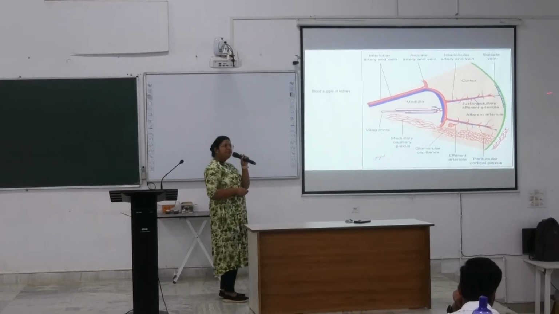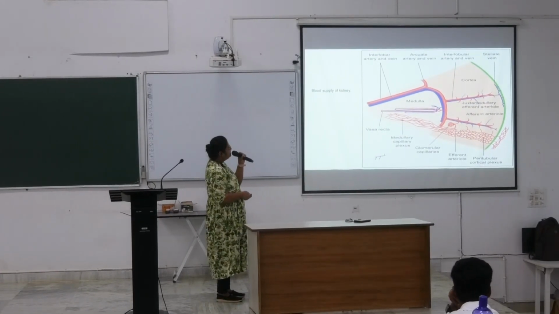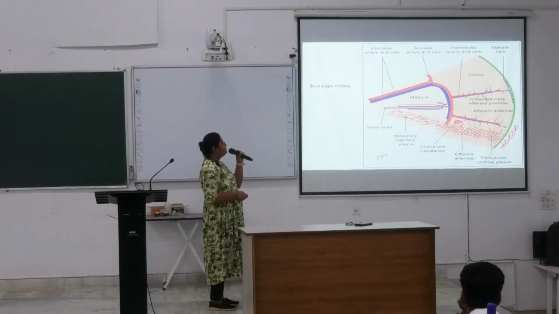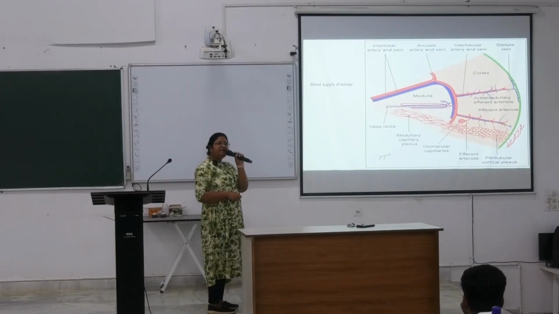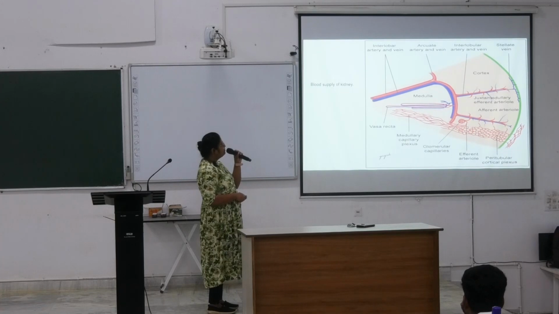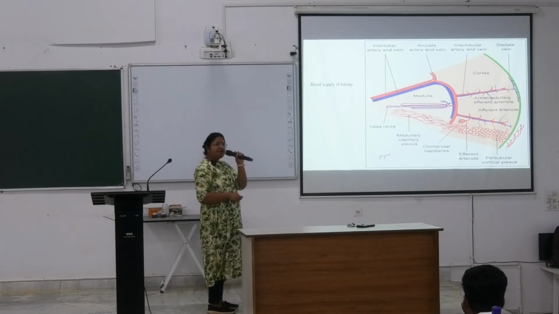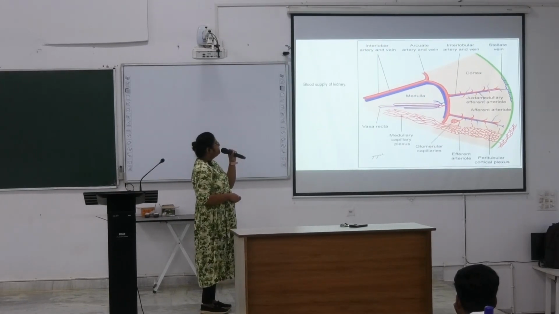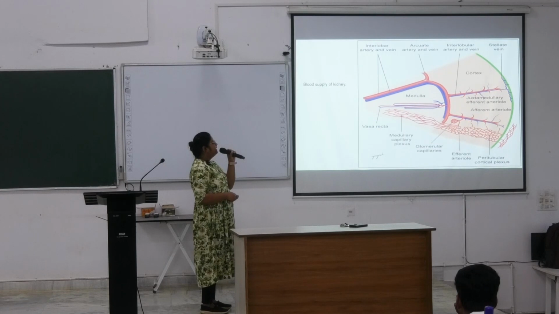From the interlobular arteries, they are giving afferent arterioles. These are the afferent arterioles. Afferent arterioles are forming the glomerular capillary plexus. From the glomerular capillary plexus, efferent arterioles are formed. Efferent arterioles are forming the peritubular capillary plexus, and the nephrons are of different types.